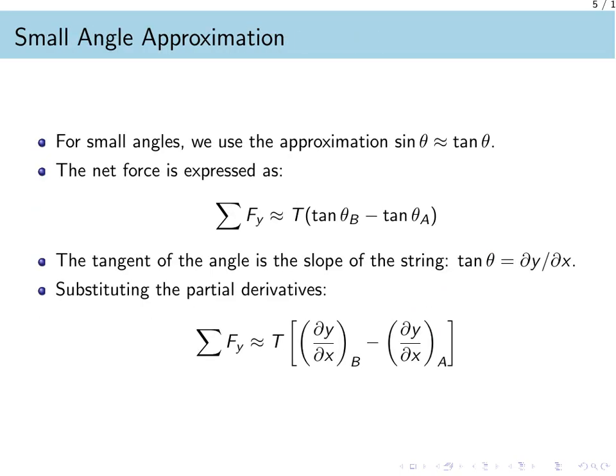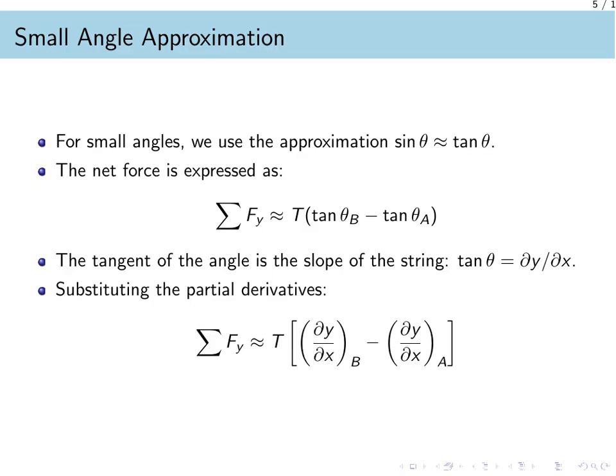We can simplify our force equation by using the small angle approximation. When the angle is very small, the sine of the angle is approximately equal to the tangent of the angle. This allows us to rewrite the net vertical force as the tension multiplied by the difference between the tangent of theta B and the tangent of theta A.